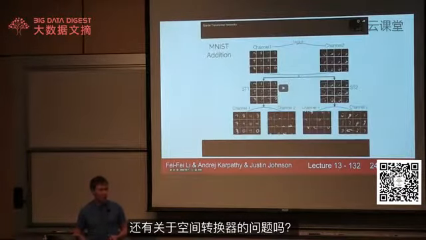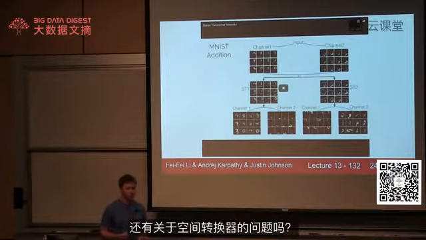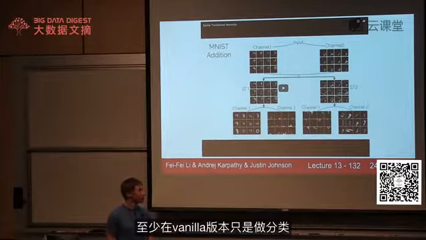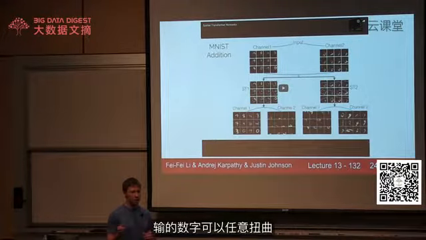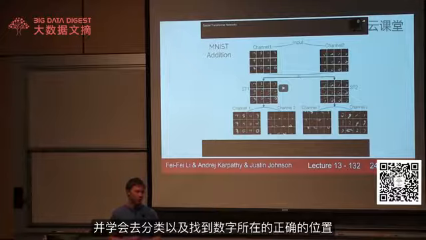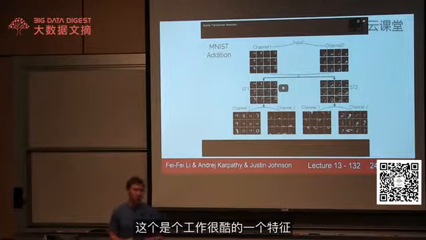Any other last-minute questions about spatial transformers? Just to clarify, what exactly is the y variable in this concept? Is it just the digit? The question is what is the task that these things are doing? At least in the vanilla version, it's just classification. It receives this input digit, which could be warped or cluttered, and all it needs to do is classify the digit. In the process of learning to classify, it also learns to attend to the correct part. That's a really cool feature of this work.